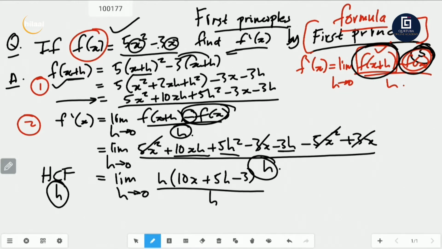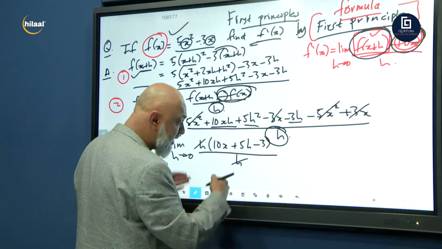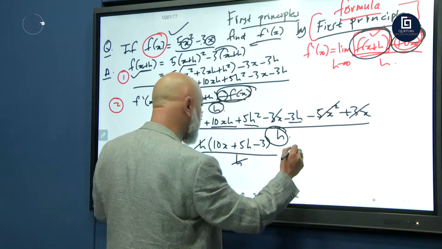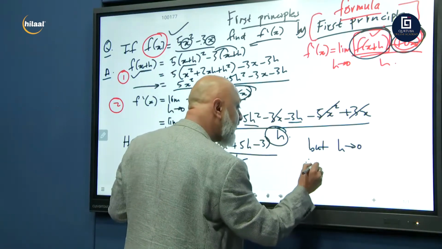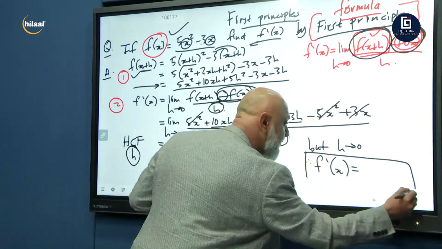Why did I take out that h? To cancel with the h at the bottom. Now you are left with this. After you've cancelled the h, you can carry on at the bottom. I'm going to move over to the side because of space. Now you're going to say, but h approaches 0. Therefore, f dash x is equal to, here's your final answer.